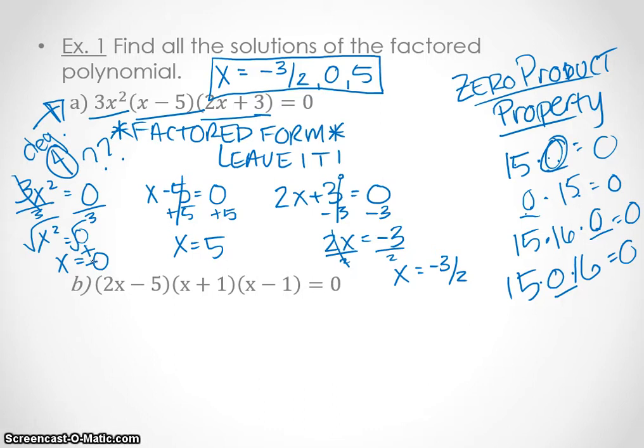Now, we don't write plus or minus 0 because, well, plus 0 and minus 0 are one and the same thing because 0 is just 0. So there's technically 4 solutions here. We have negative 3 halves, negative 0, 0, and 5, which is kind of silly to say, so we just say it is 0 here.